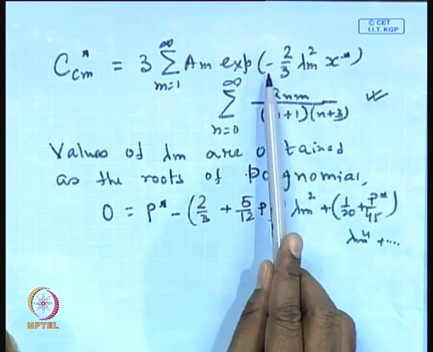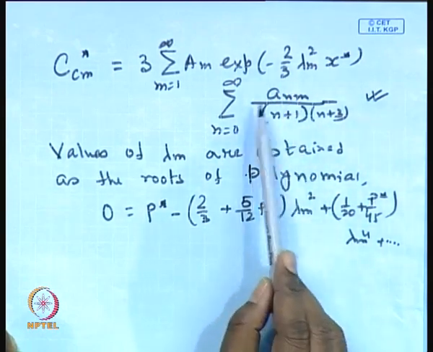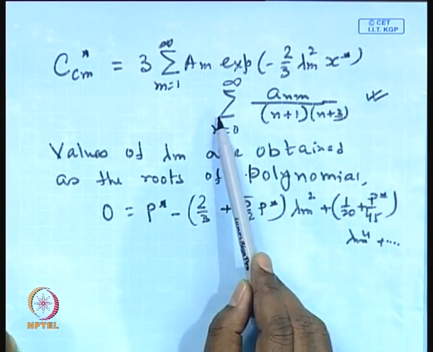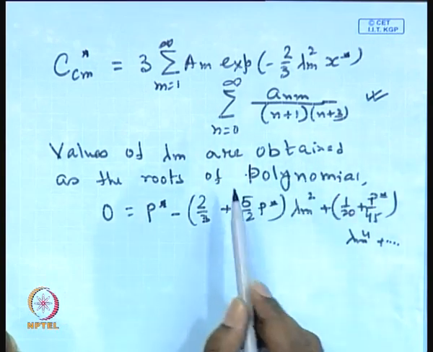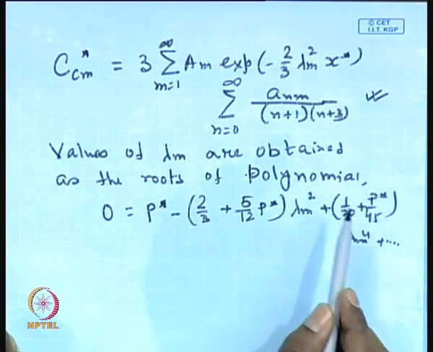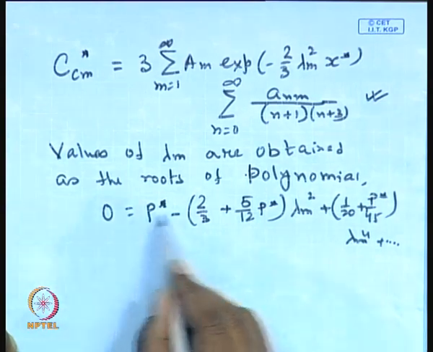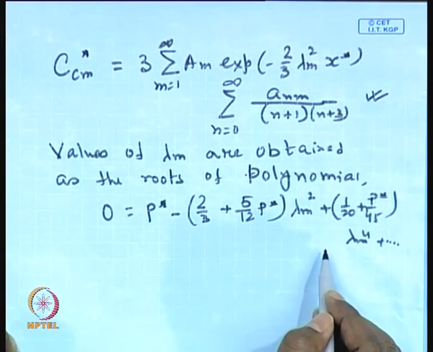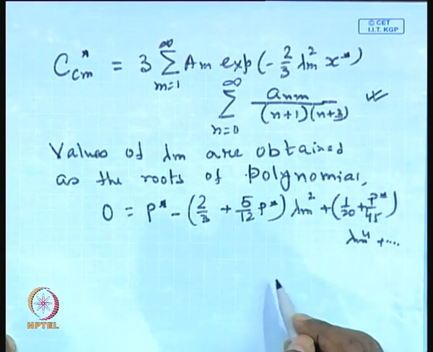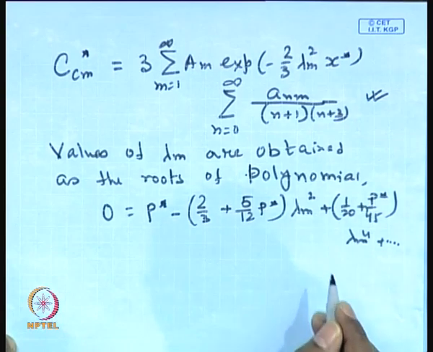The first term comes from the x varying part, the second term comes from the series solution of the y varying part. Now, the lambda m, the eigenvalues of this problem, will be obtained from the roots of this characteristic equation, which is obtained from the boundary condition at y star equal to 1.